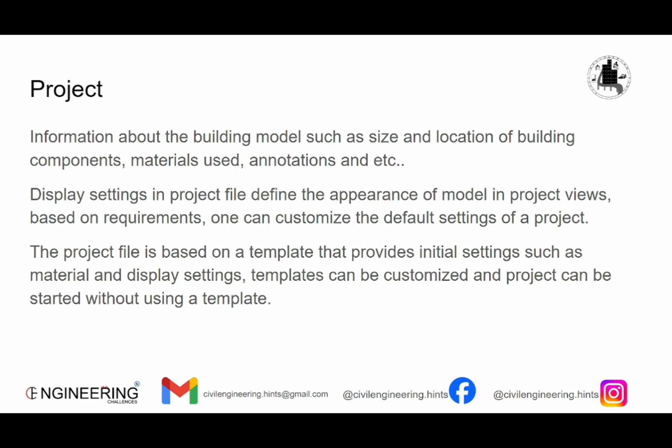A project file contains information about the building model, such as size and location of the building components, materials used, annotations, and etc. Display settings in the project file define the appearance of the model in the project views. Based on the requirements, one can customize the default settings of the project. The project file is based on a template that provides initial settings such as material and display settings. Templates can be customized and a project can be started without using a template.